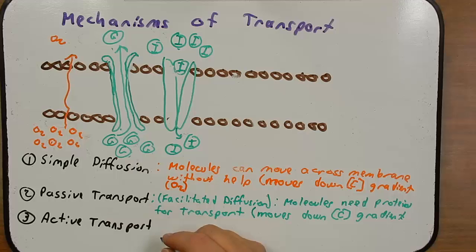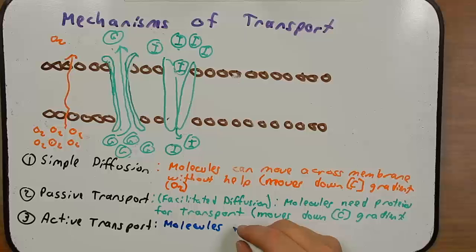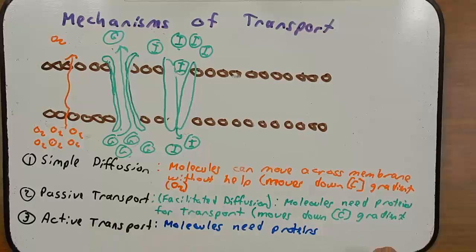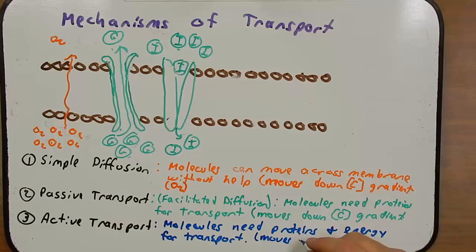Okay, now let's talk about active transport. This is a situation where molecules need proteins. So in this sense, they're like passive transport. So they need protein and energy. Passive transport and simple diffusion do not require energy. So this is the first one that requires energy. So it needs this energy for transport. We say that this moves against the gradient. You could also say it moves up the gradient, but we usually say it moves against the gradient.